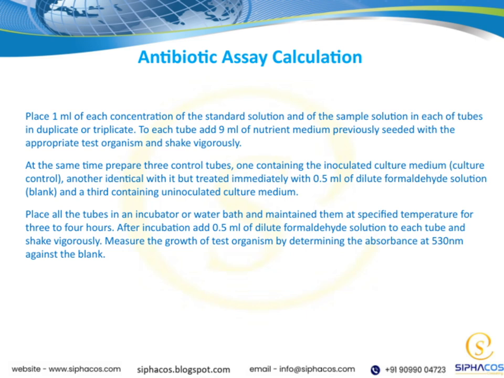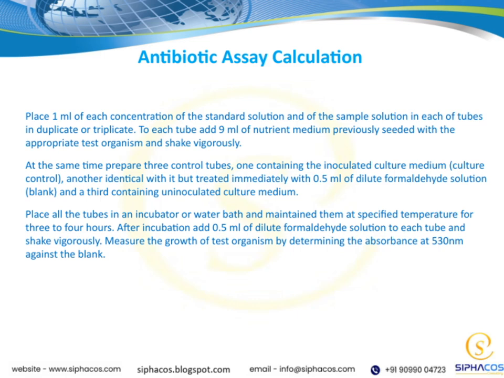At the same time, it's important to prepare 3 control tubes. One should contain the inoculated culture medium itself, which serves as a culture control. The second control is identical, but treated immediately with 0.5 milliliters of dilute formaldehyde solution. This is our blank. The third control contains uninoculated culture medium, acting as the uninoculated control.